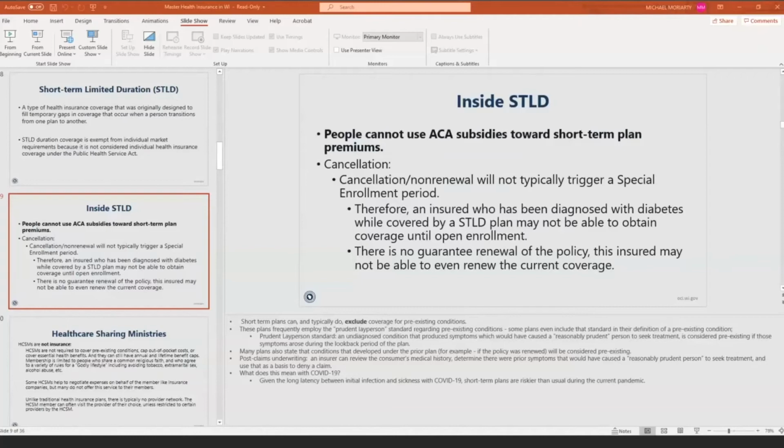An insurer can review the consumer's medical history, determine if there were prior symptoms that would have caused, again, a reasonably prudent person to seek treatment. And then they can use that basis to deny the claim.